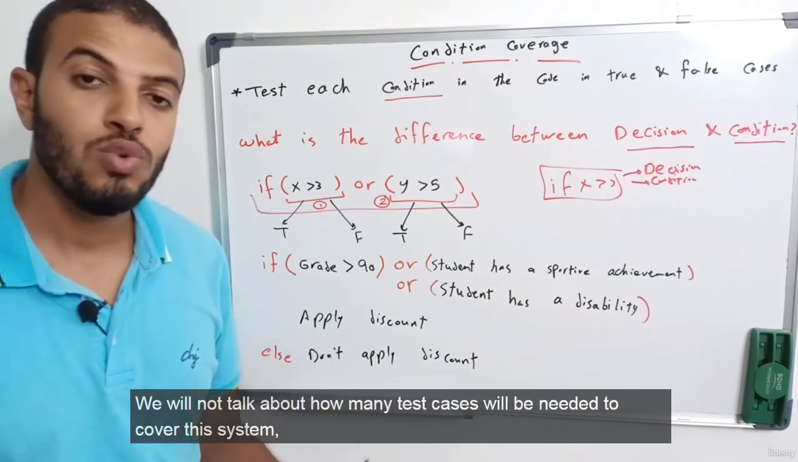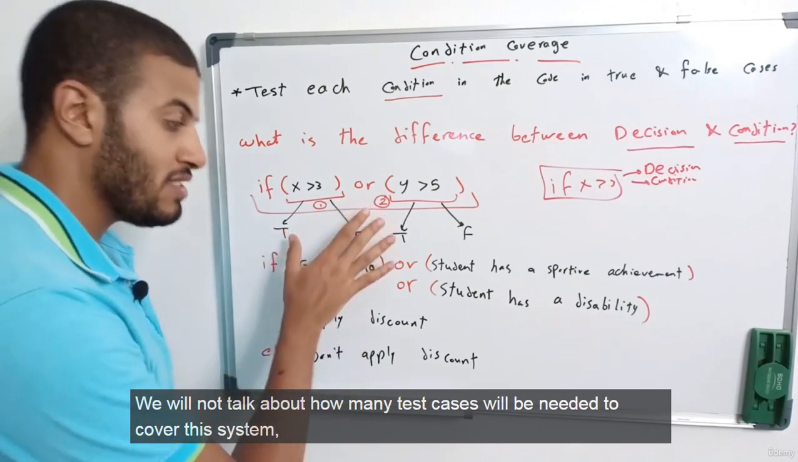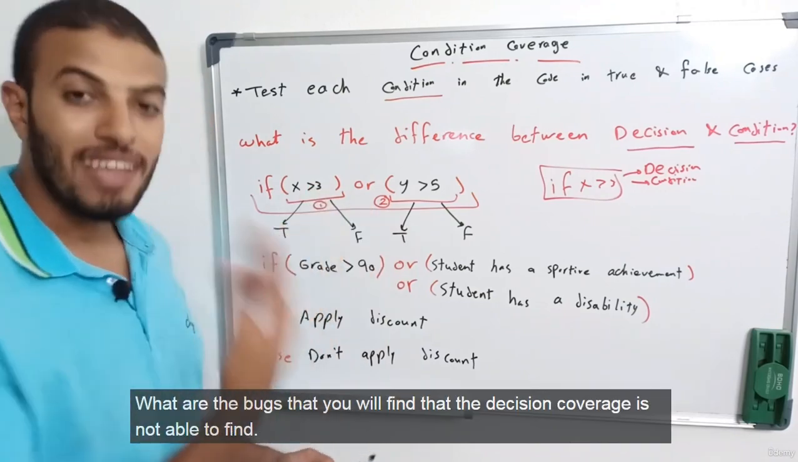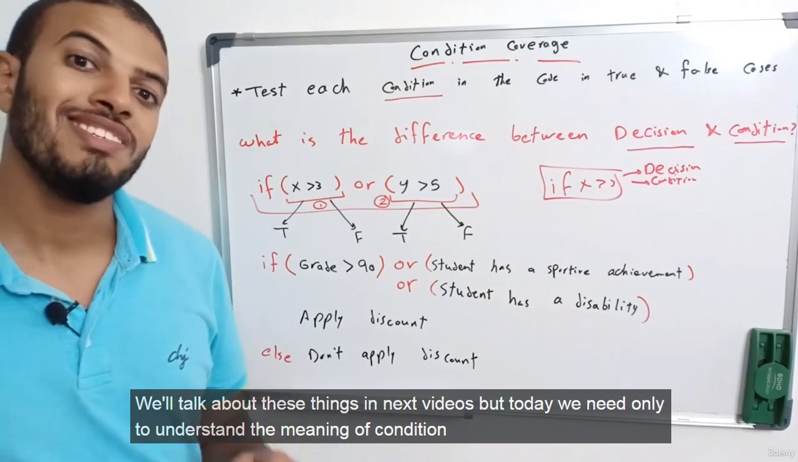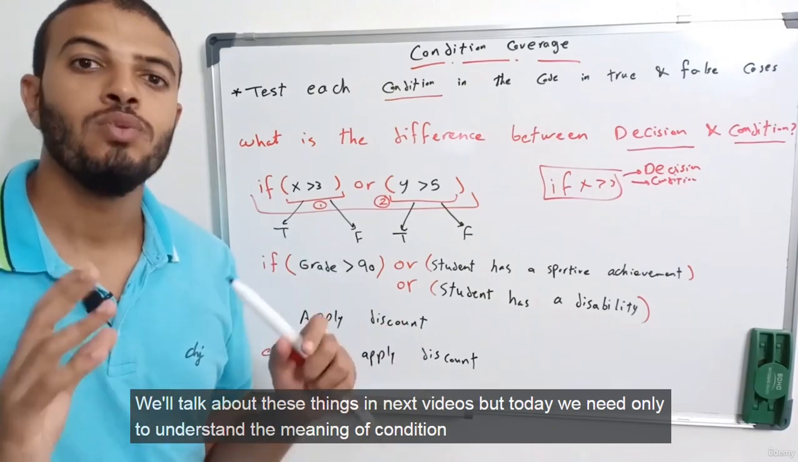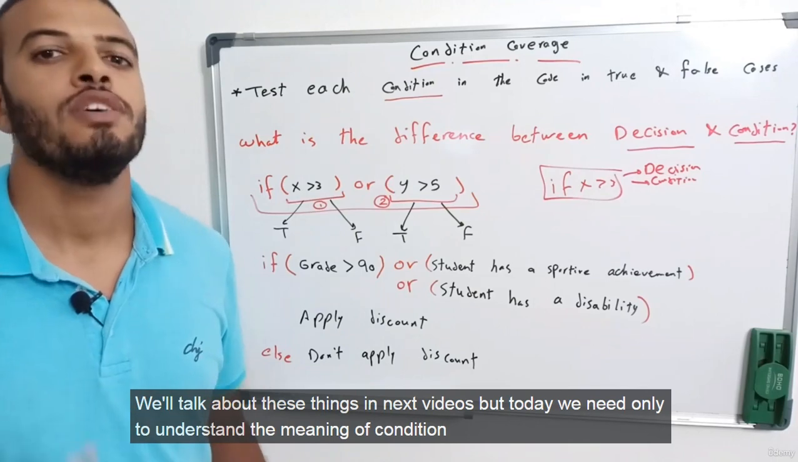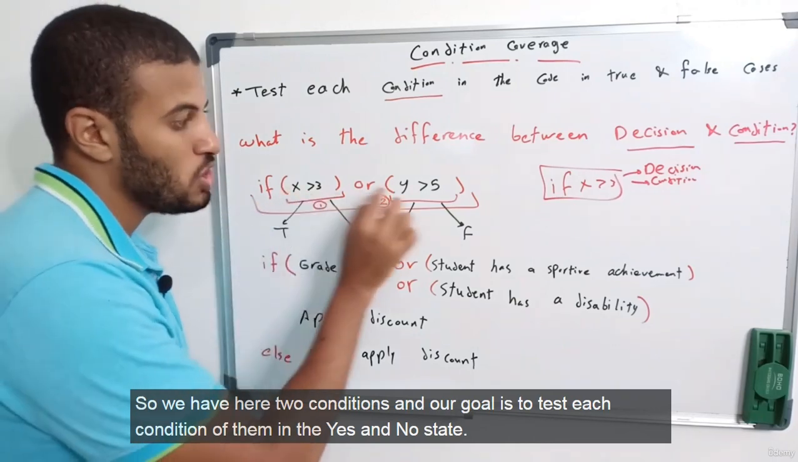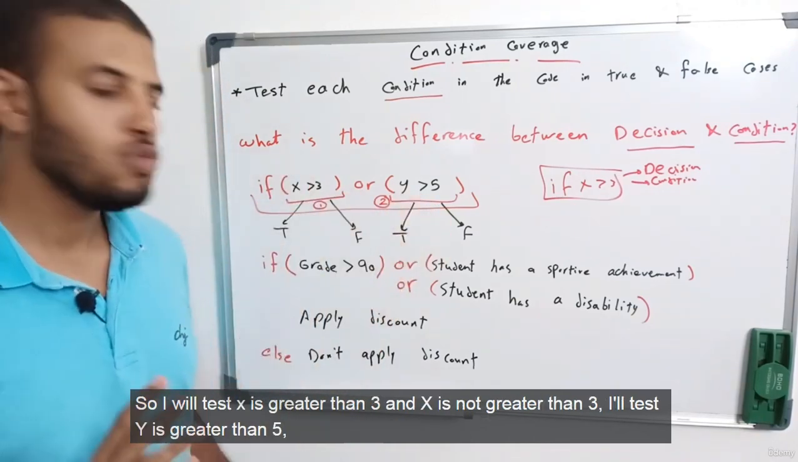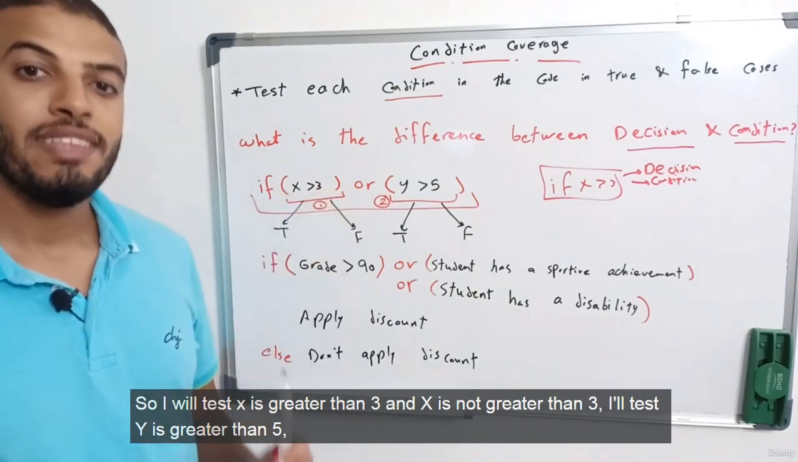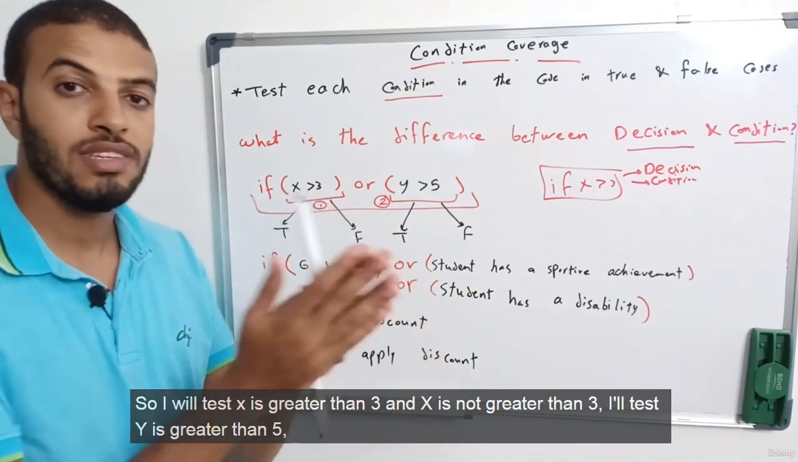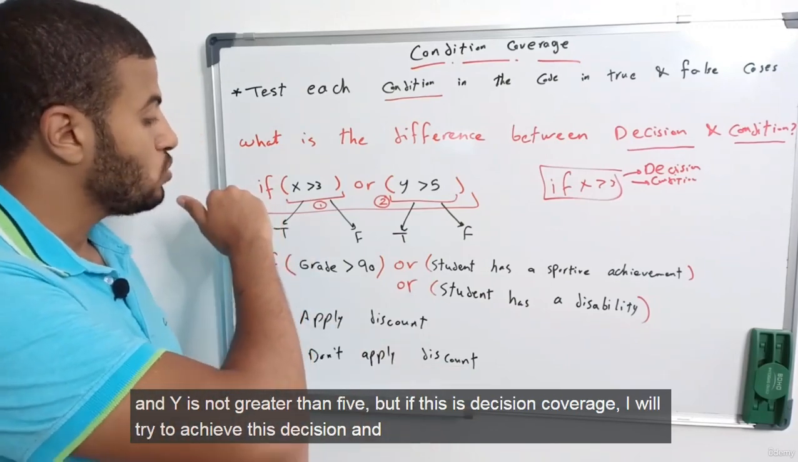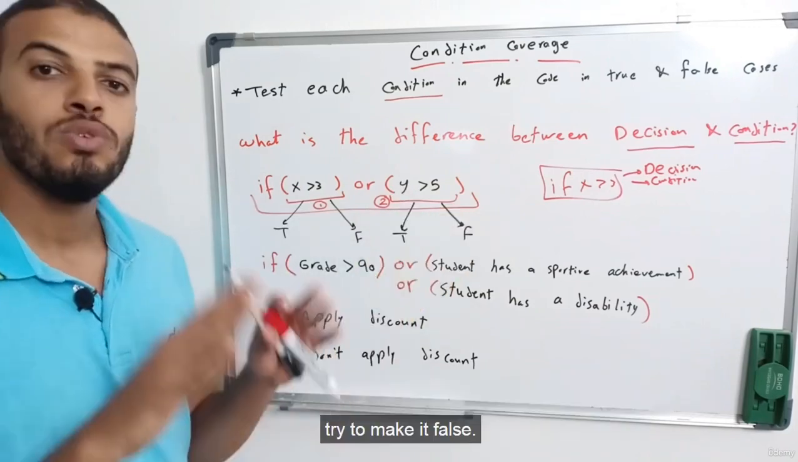We will not talk about how many test cases will be needed to cover the system, and why condition coverage is important, and what are the bugs that it will find that decision coverage is not able to find. We'll talk about these things in next videos. But today we need only to understand the meaning of condition coverage, okay? So we have here two conditions and our goal is to test each condition of them in the yes and no state. So I will test x is greater than 3 and x is not greater than 3. I will test y is greater than 5 and y is not greater than 5. But if this is decision coverage, I will try to achieve this decision and try to make it false.